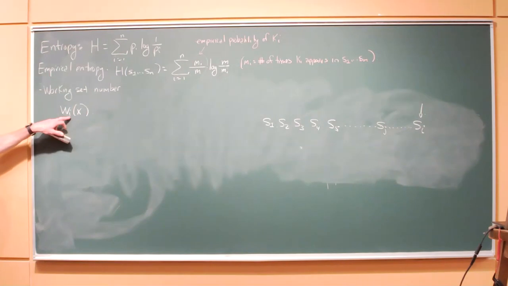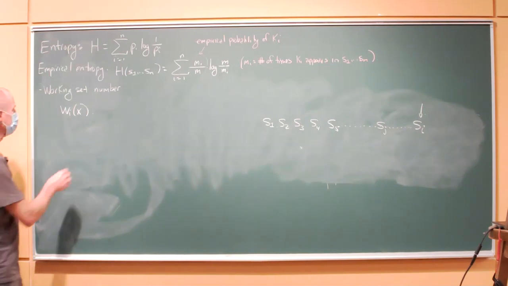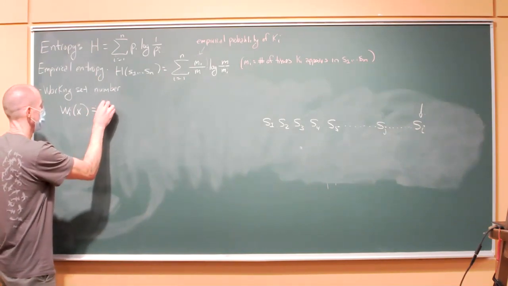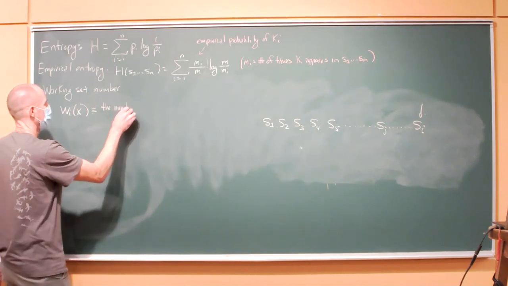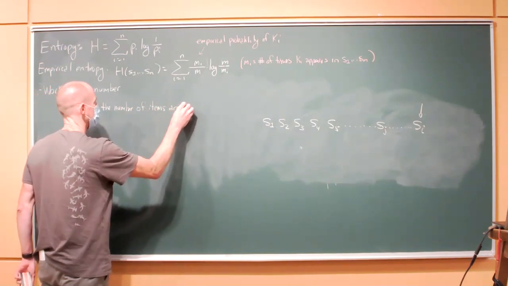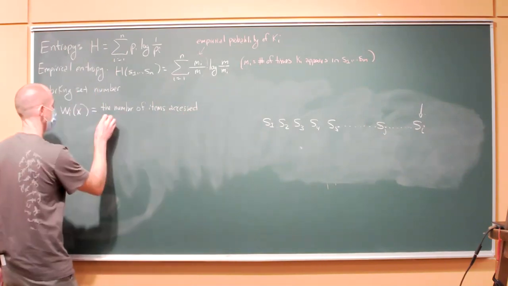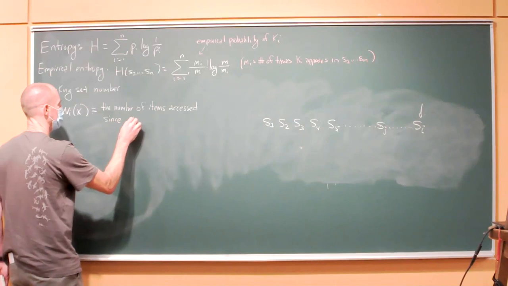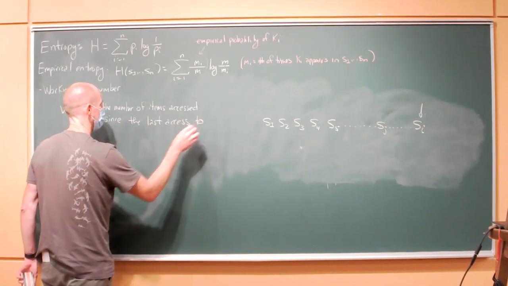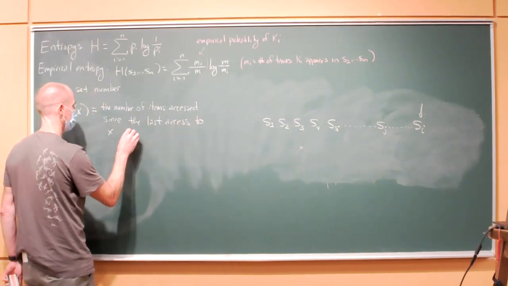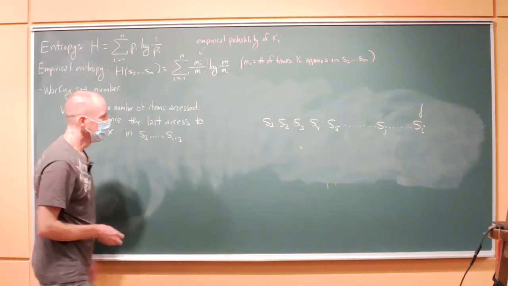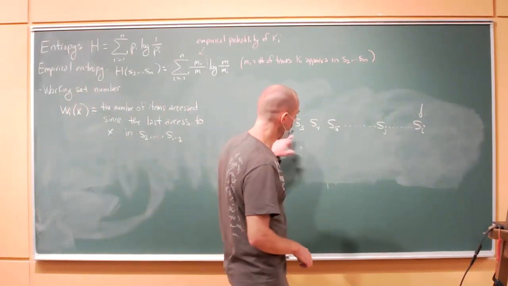So the working set number of x at time i, well, that is the number of items accessed since the last access to x in S1 up to S(i-1). Okay. So this is something you measure at time i.